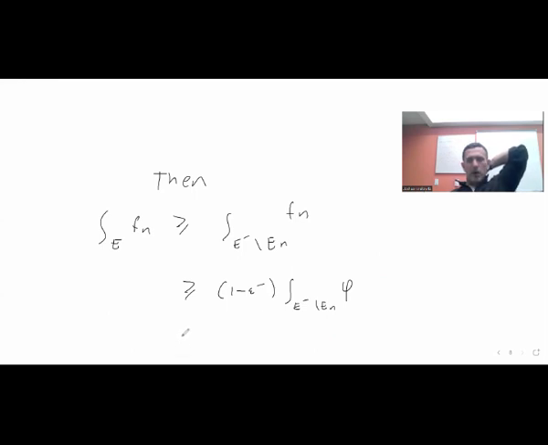Okay, now I'm going to write it as the integral over E prime minus the integral over E_n.